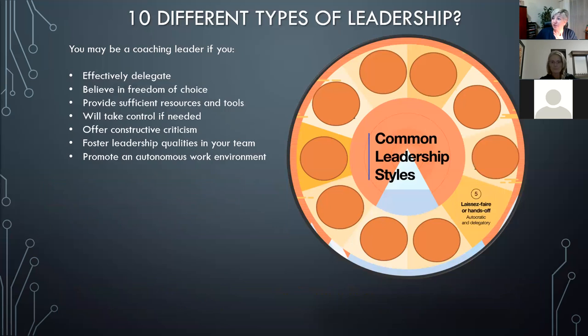The fifth one is, you may be a hands-off leader. Maybe someone else can pronounce that word better for me, it's laissez-faire. I should not be doing French. Laissez-faire. Thank you. There we go. I got it.